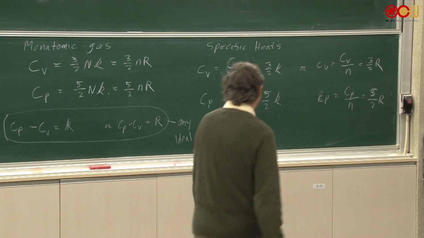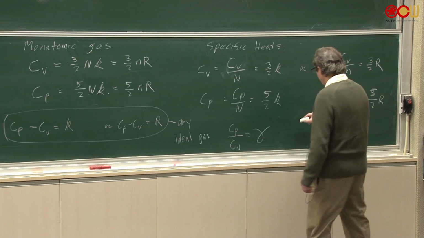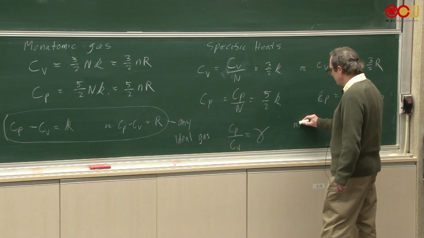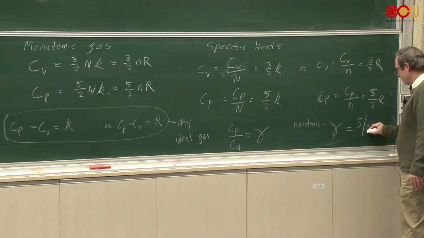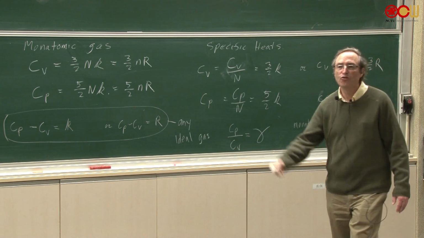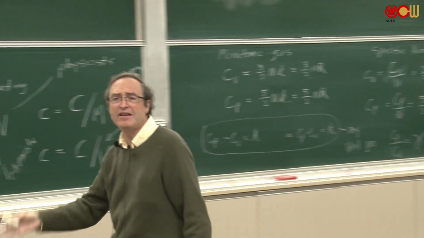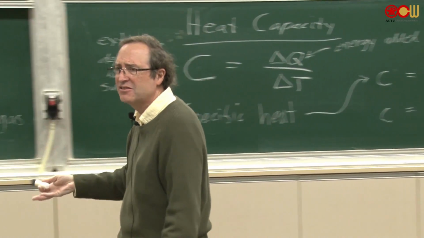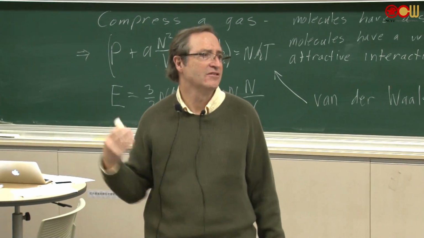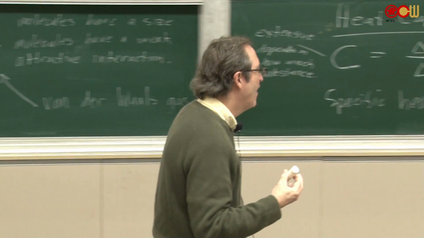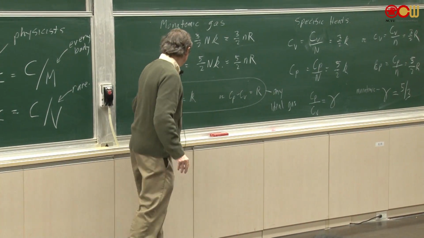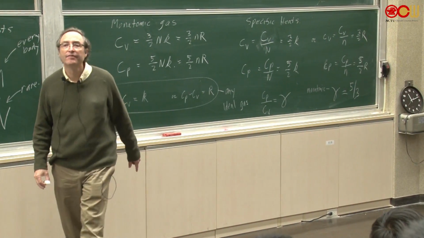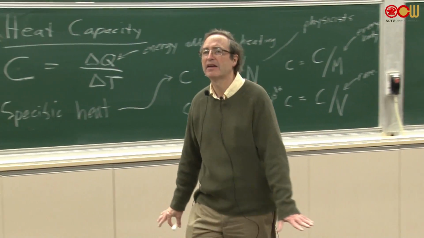All right, so gamma has different values for different ideal gases. So what is gamma for a monatomic gas? It's 5/3. All right. So as you raise the temperature for non-monatomic gases like oxygen, air, gamma changes. All right, need not be 5/3. But the difference is always K. And one can prove that. I'm not going to do it, but one can.